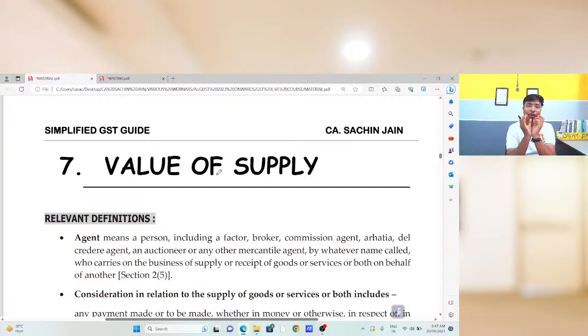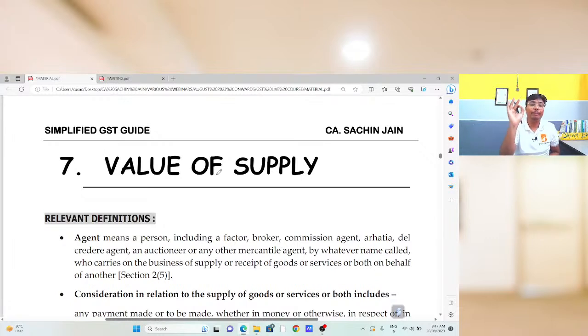Place of supply is a little bit critical. In case of place of supply, there are certain penalties. So for this, my humble request is that you take certain practical examples and practical case studies for better knowledge of place of supply.